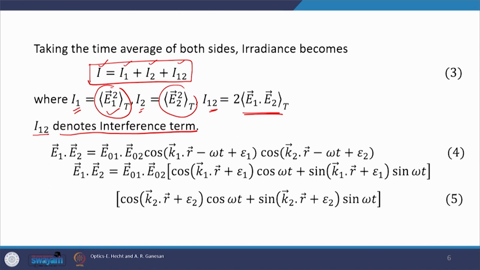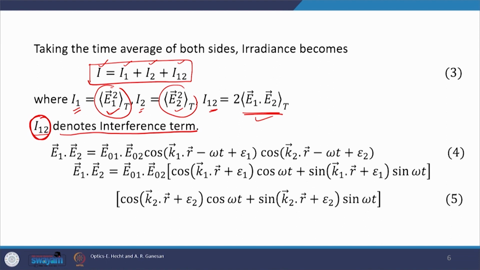Now, the time average of E1 square we know. We know the expression of E1, so we can calculate the time average of E1 square. Similarly, we can calculate the time average of E2 square and the time average of E1 dot E2. But this is the interesting part. I12 is the interference term. Let us see what are the quantities on which I12 depends.